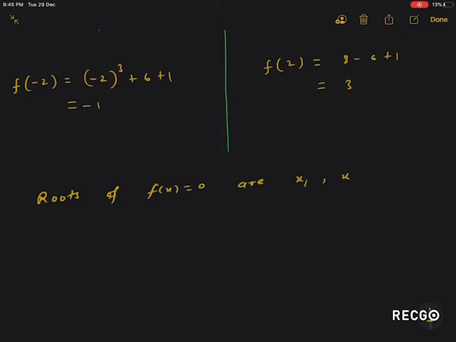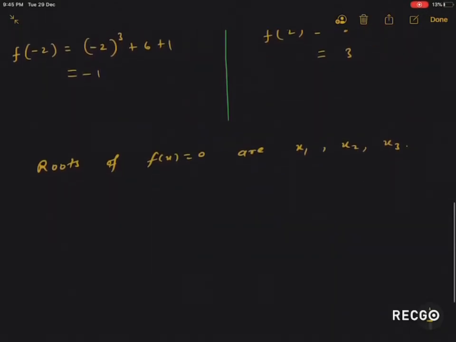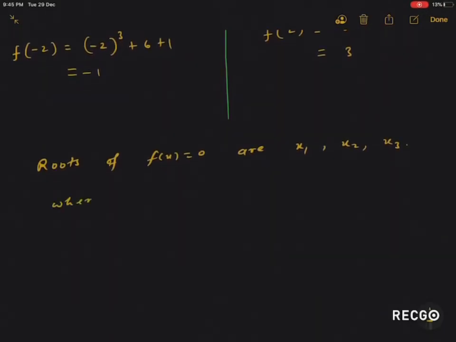So the roots of, let us write it, roots of f of x is equal to 0 are x1, x2 and x3, and from the graph we can say that -2 is less than x1, which is less than -1, which is less than x2, which is less than 1, which is less than x3, which is less than 2.